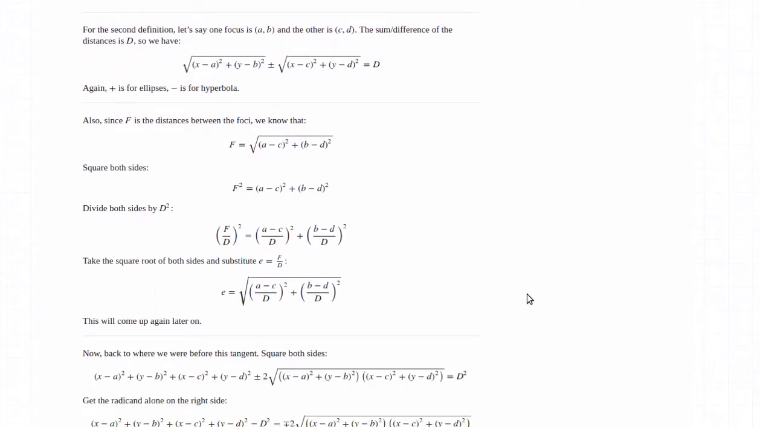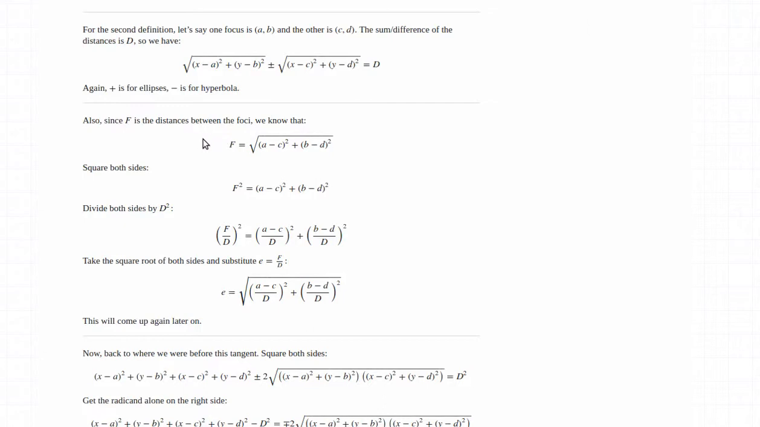Now we do this for the second definition. For the second definition, we have one focus (a, b), the other is (c, d). The square root of (x minus a) squared plus (y minus b) squared plus the square root of (x minus c) squared plus (y minus d) squared equals d. Plus is for ellipse. However, for hyperbola, it's minus. So I want to say plus or minus. That equals d. However, we want to find the eccentricity, so we can prove that they're equal at the end.